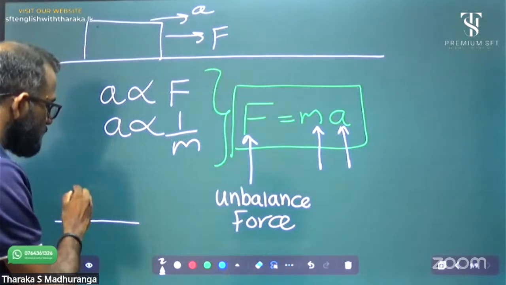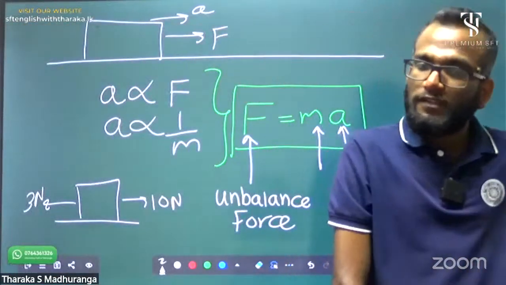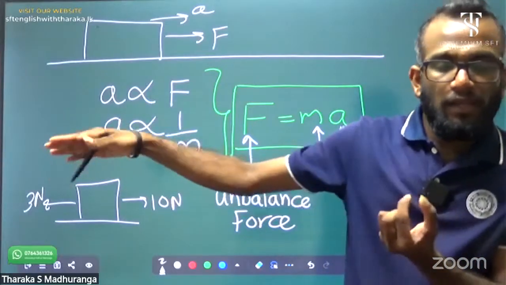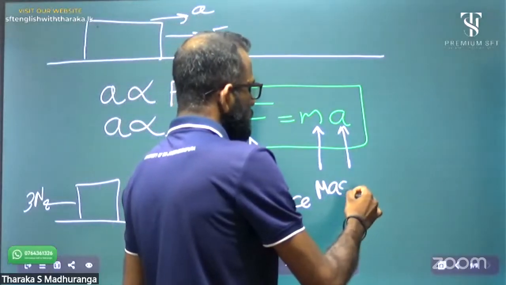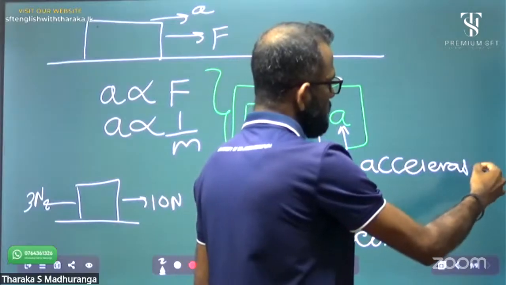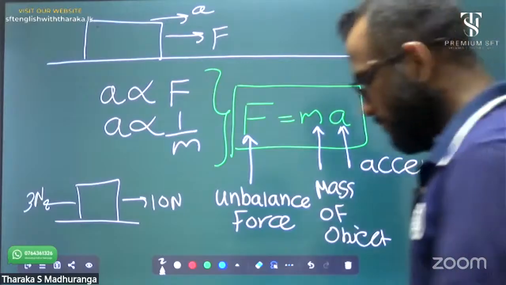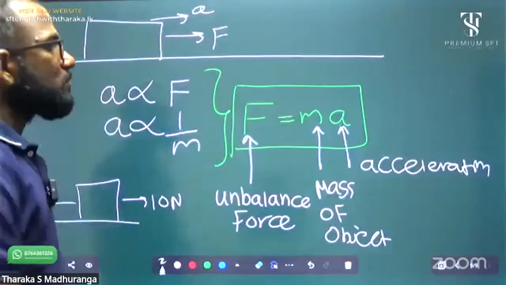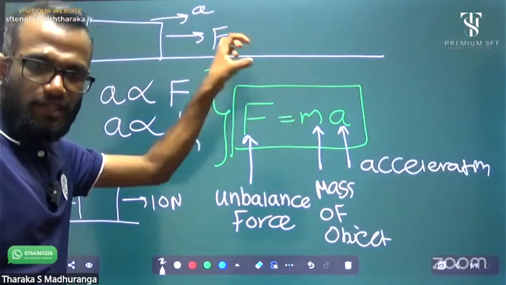Think of an object with friction 3 Newton and applied force 10 Newton. Then what is the resultant force? It's only 7, because the 3 Newton is a reverse, opposite force. Therefore, the unbalanced force is 7. M is the mass of the object. A is acceleration. Okay, this is the first part answer. You don't need this relationship, only the equation and their names.